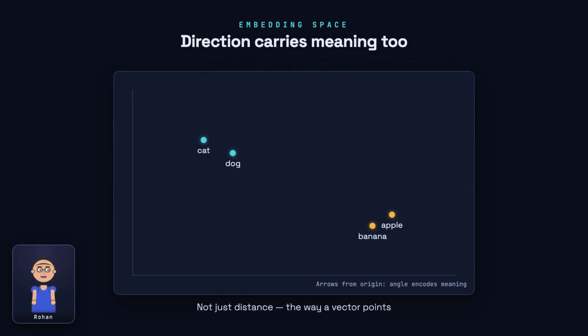It's not only distance that matters, direction does too. Picture an arrow from the origin to each point. Cat and dog point roughly the same way, while the fruit arrows swing off at a very different angle. That angle between 2 vectors is what we'll measure to score similarity in a moment.